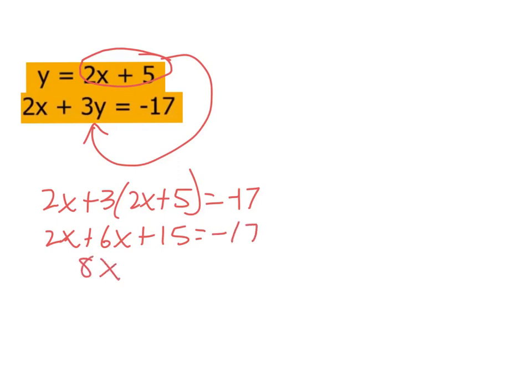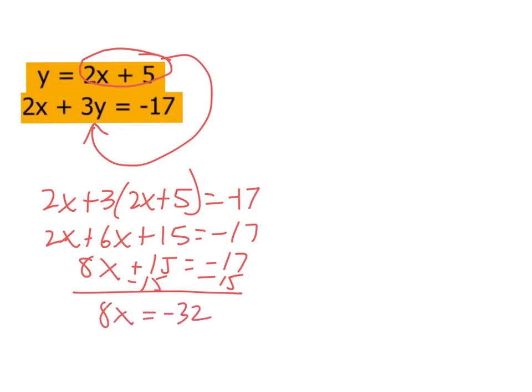So this is 8x plus 15 equals negative 17. Now, careful, you subtract 15. Signs are the same, so you add. 8x equals negative 32. Okay? I'm just going to put this up here. So x equals negative 4.